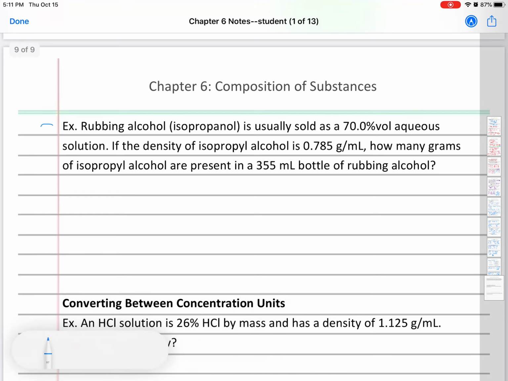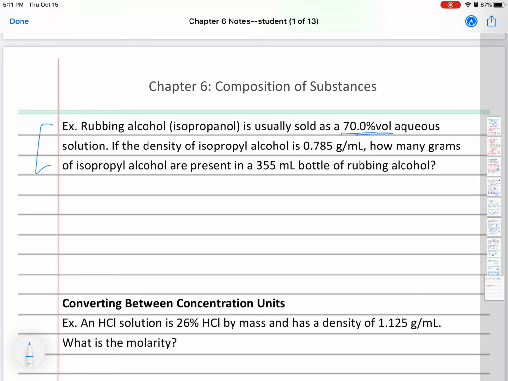More practice problems. We're going to just keep them going. All right, and this one we've got rubbing alcohol is usually sold as a 70% by volume aqueous solution. If the density of isopropyl alcohol is 0.785 grams per milliliter, how many grams of isopropyl alcohol are present in a 355 milliliter bottle of rubbing alcohol?